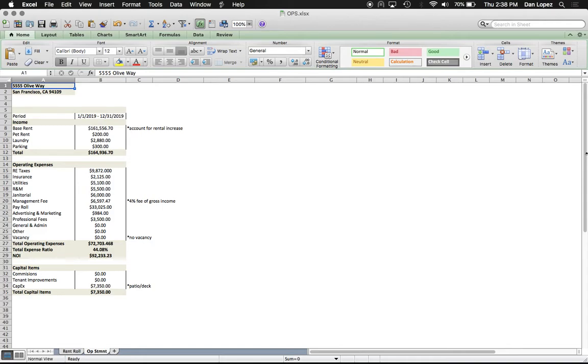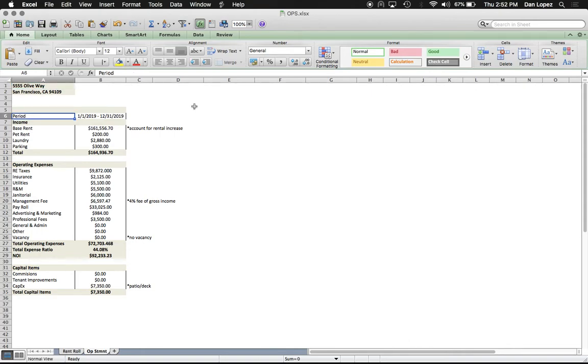What is an operating statement? Well, it's a detailed summary of the income and the expenses for a specific property. And if you're prospecting a certain property, you're thinking about buying it, the seller should provide these statements to you. And if they don't or they won't, then I would say step away from that deal. So let's take a look at the three main portions of an operating statement: the income portion, the expenses portion, and the capital expenses portion.